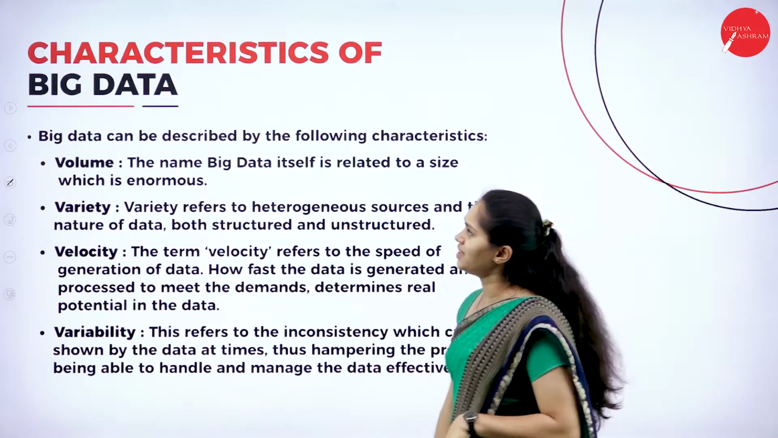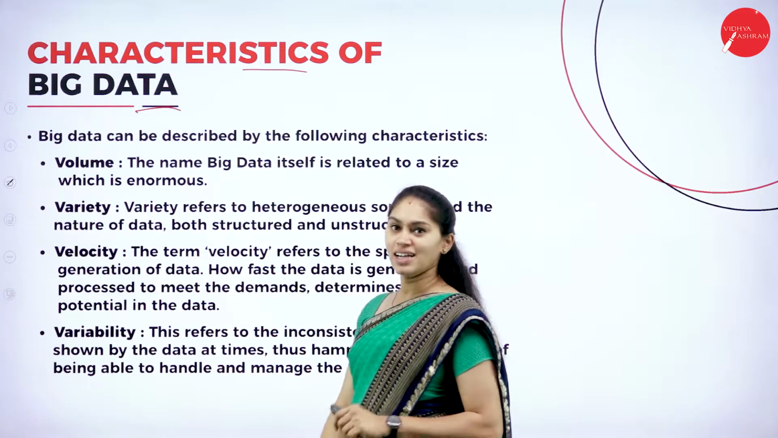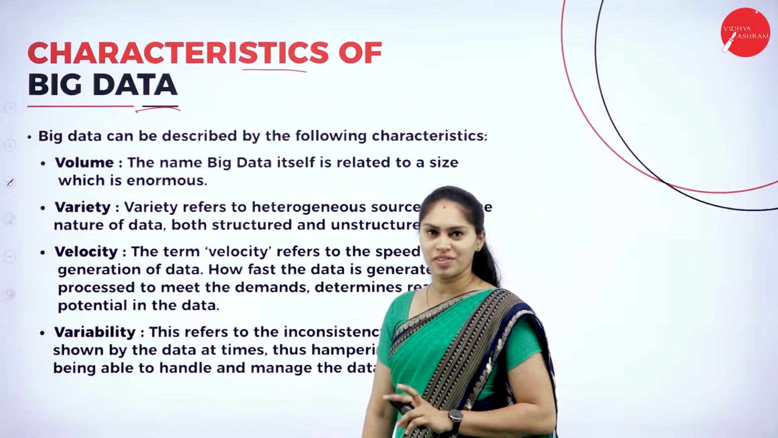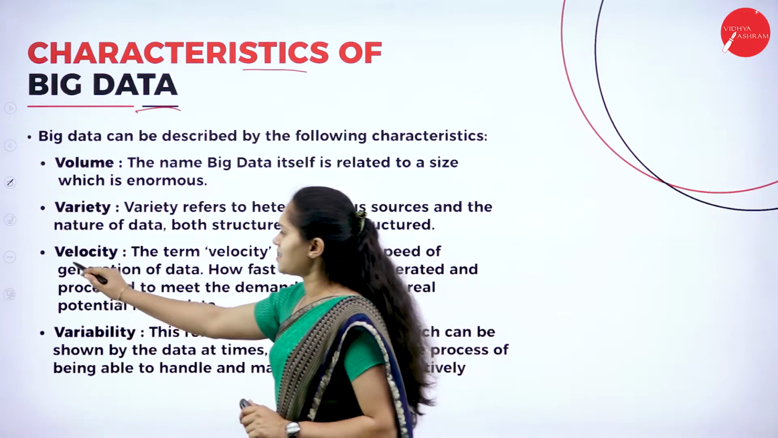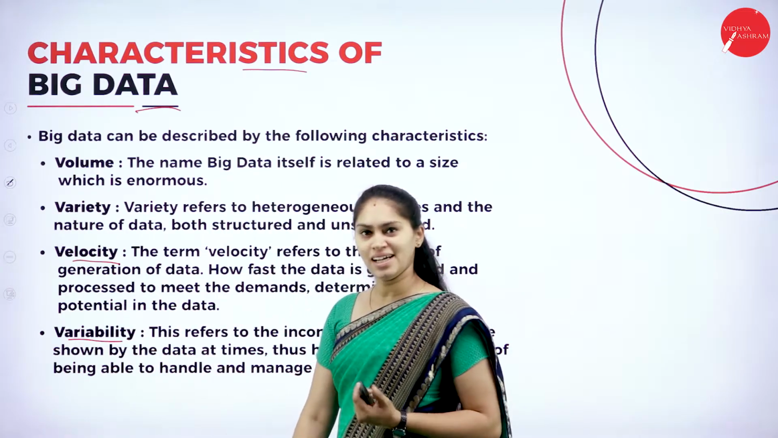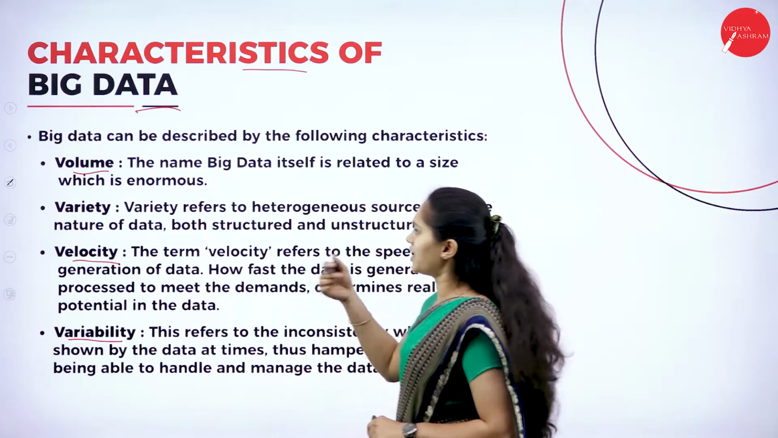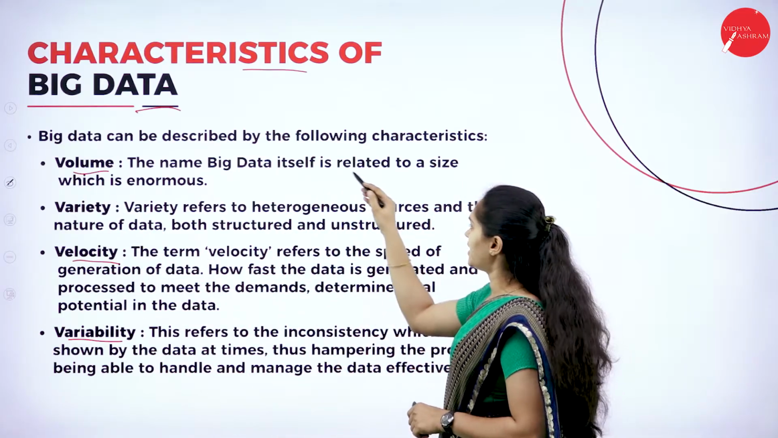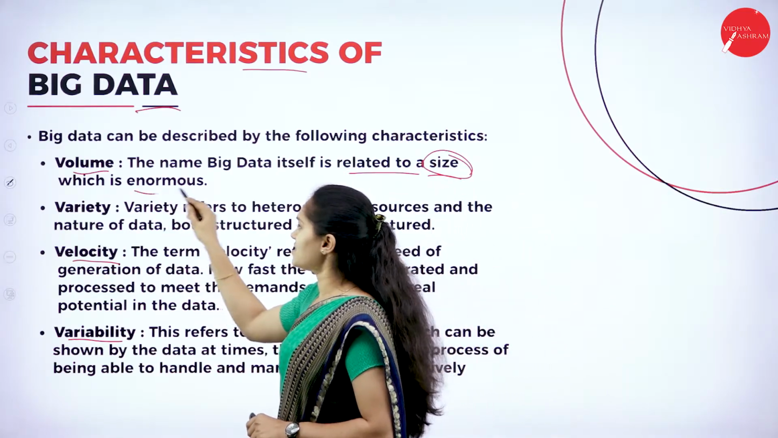I hope you all understood these topics. We'll see the next one, that is characteristics of big data. So, now I got to know that it follows 4 V's. Which are those? It has volume, it has variety, it has velocity and it has variability in nature. Then what is volume all about? It is related to the size of the data, which is enormous.